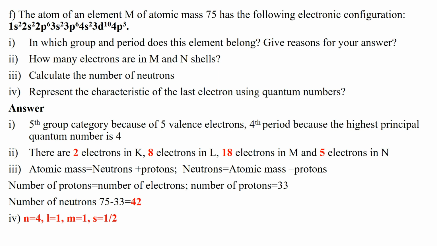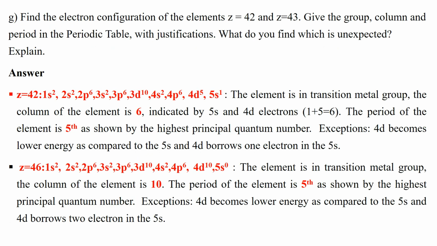Find the electronic configuration of elements Z is equal to 42 and Z is equal to 43. Give the group, column, and period in the periodic table. Then you need to justify your answer. What do you find which is unexpected?